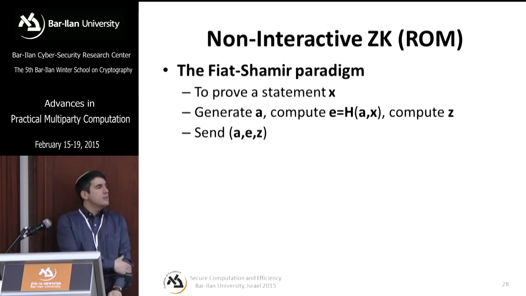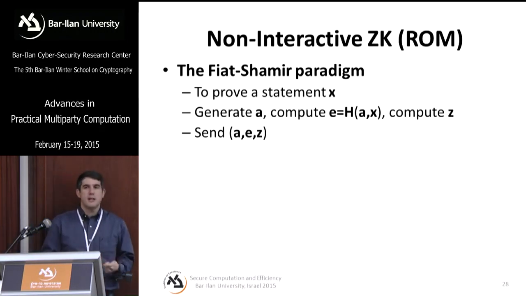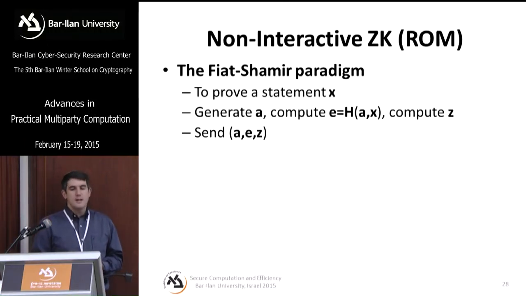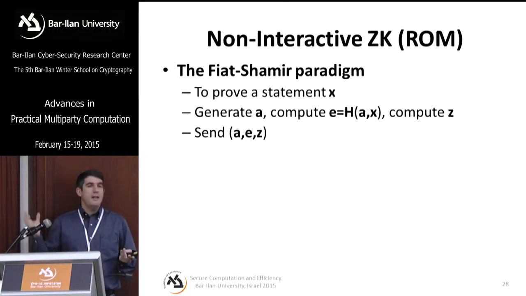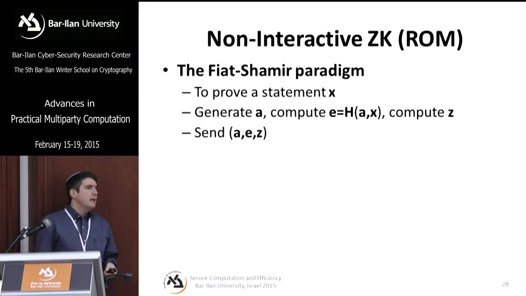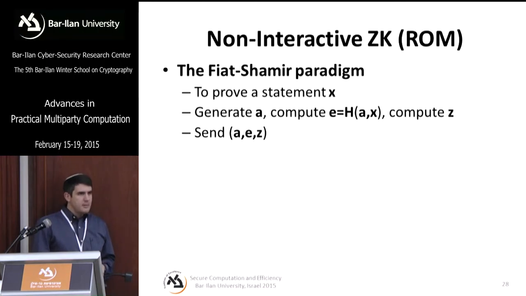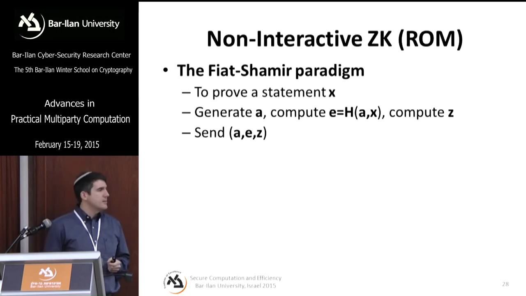The challenge, which is typically computed by the verifier, is instead computed by applying the hash function to the statement and the first prover value. So in order to prove a statement X, I generate the value A, apply the hash function to A and X, and get back E. I use that as the verifier challenge, and I compute Z. Then I just send A, E, and Z, and the verifier can verify in the same way by taking H of A and X to get E, and then verifying that Z is correct.